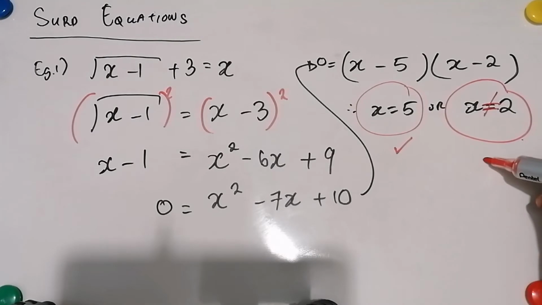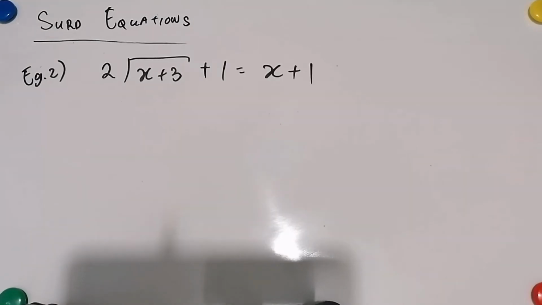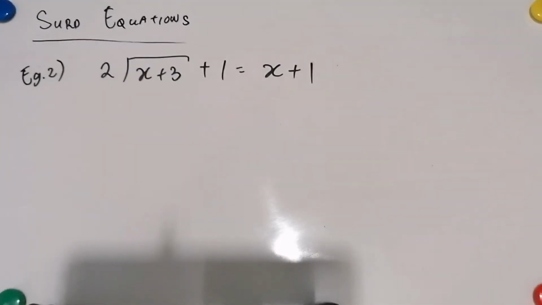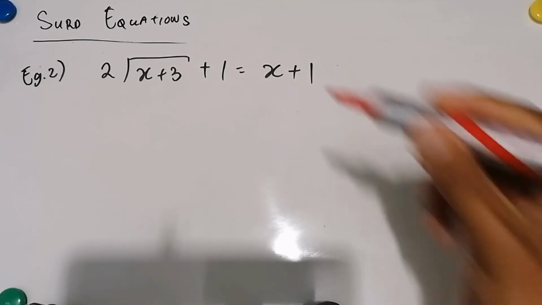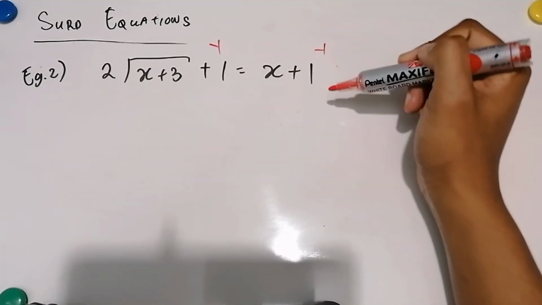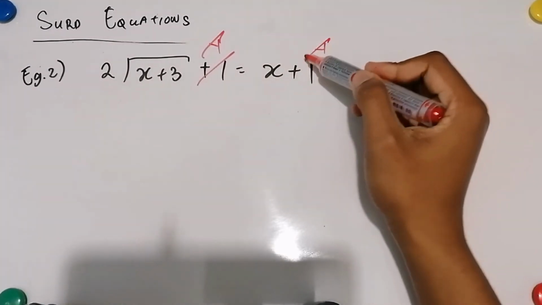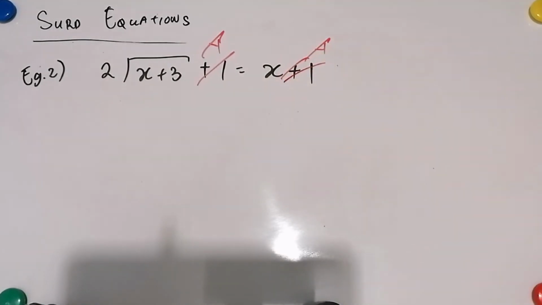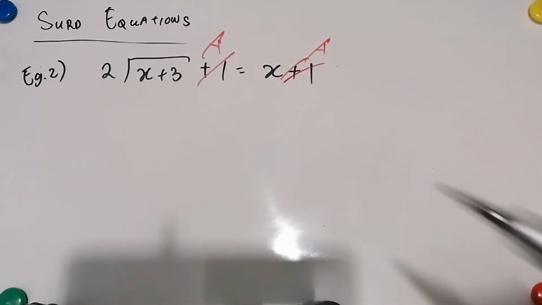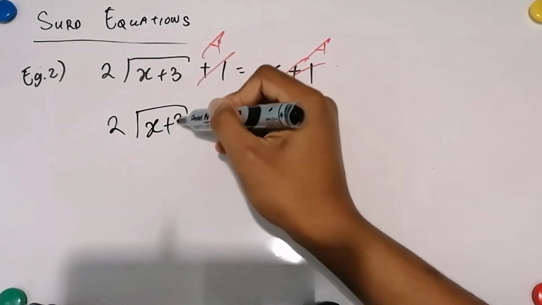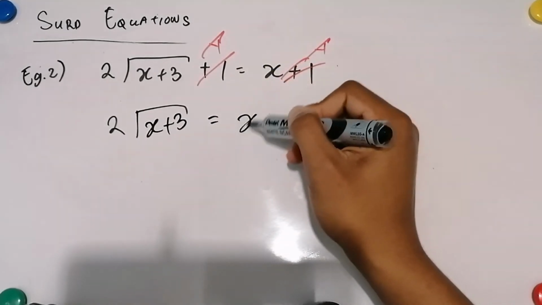And that's it. Let's then have a look at a second example. So, rule number 1, isolate the surd. We'll do that by taking the 1 across, which means that we have to minus 1. So minus 1 on both sides. It cancels with the 1 there, and it also cancels with this one on this side. So you're basically just left with the 2 root x plus 3 equal to the x.